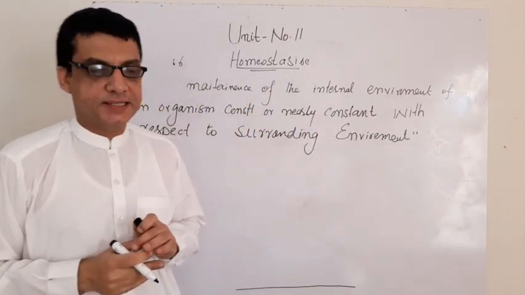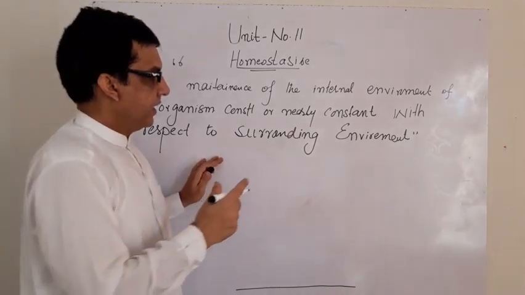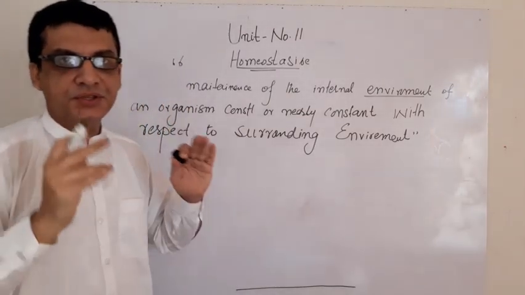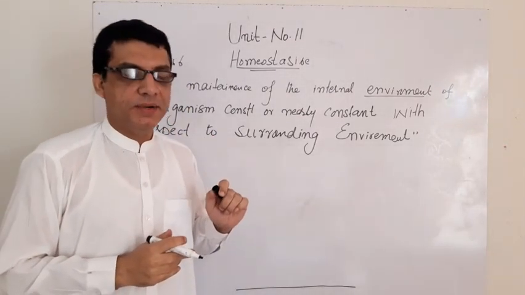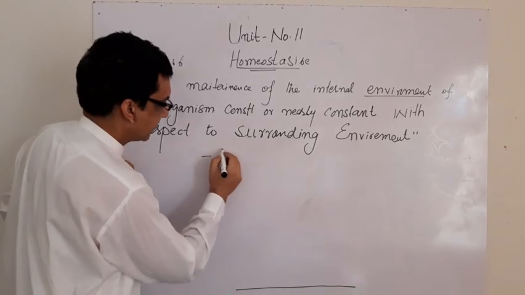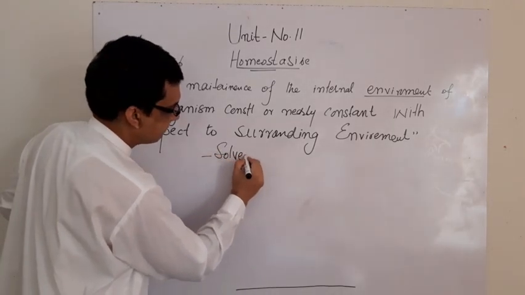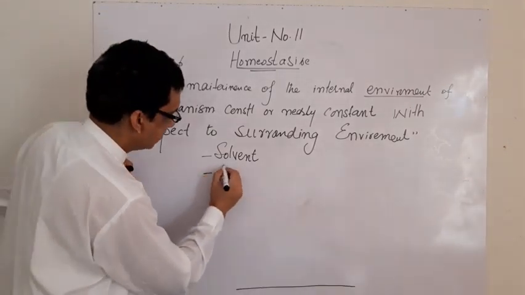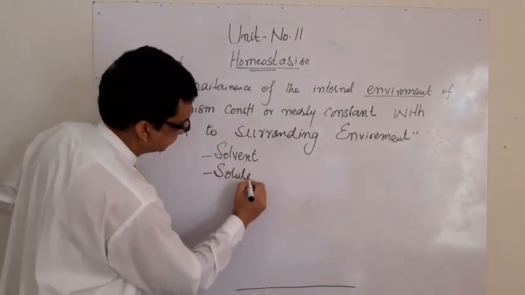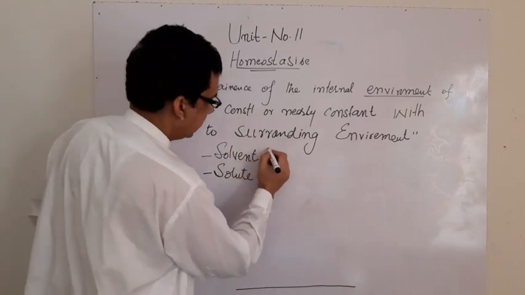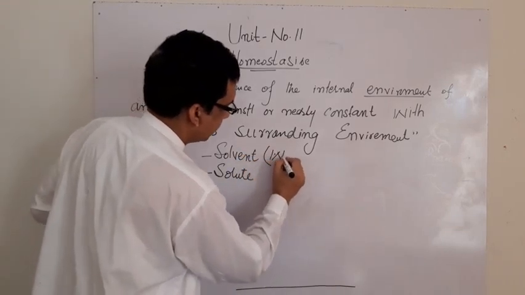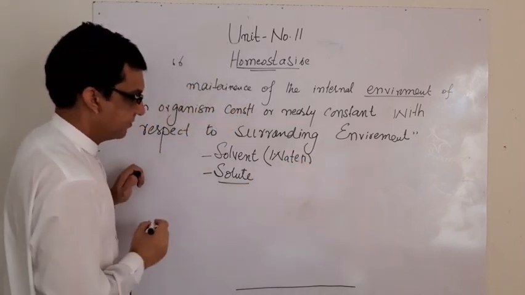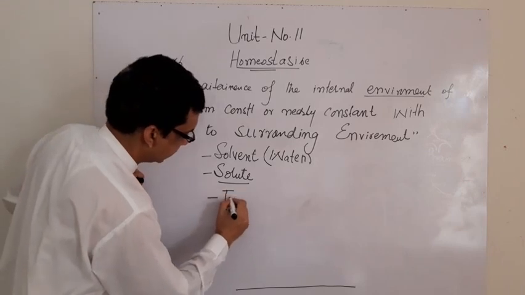This is called homeostasis. So with respect to the environment, there are three main components of the environment. One is called solvent. The second one is called solute. The main solvent in the environment, you know, is water. And the third one is temperature.